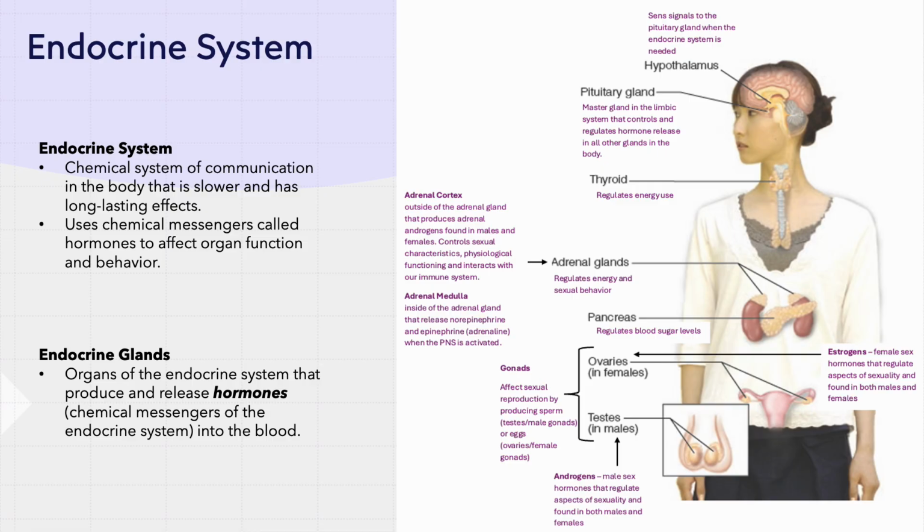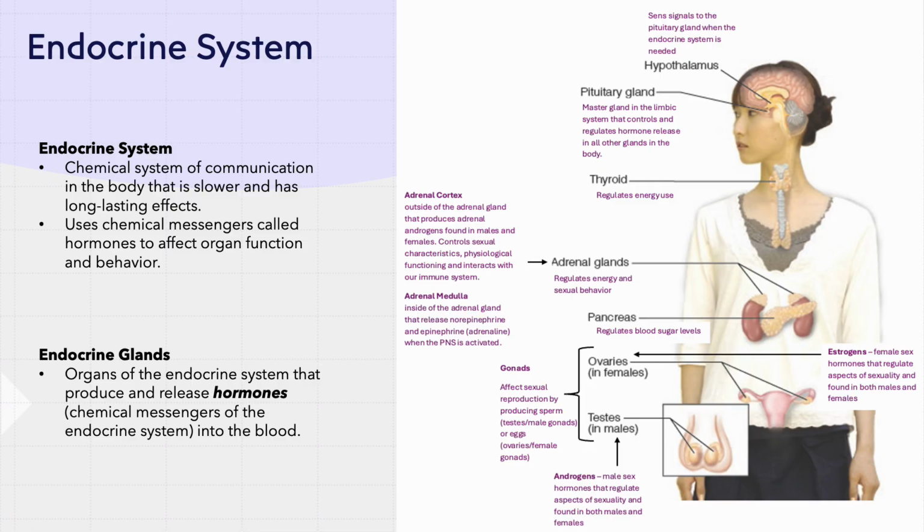We also have our adrenal glands, which regulate energy and sexual behavior. So your adrenal cortex will produce what we call adrenal androgens, and it's found in males and females, and that'll help control sexual characteristics, physiological functioning, and interacts with your immune system. And we also have the adrenal medulla, so that's inside the adrenal gland, and it releases norepinephrine and epinephrine, or adrenaline, when the parasympathetic nervous system is activated.